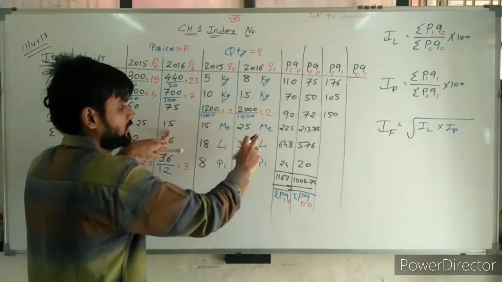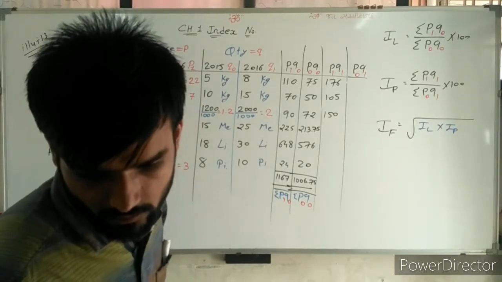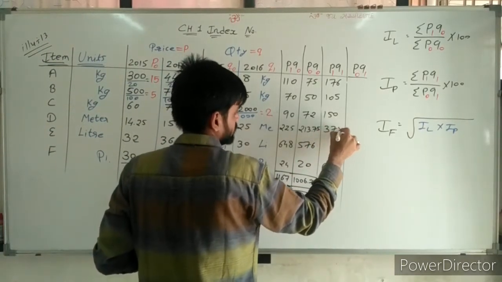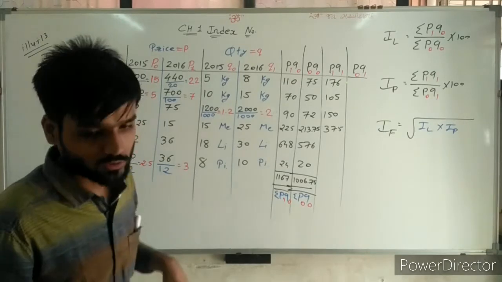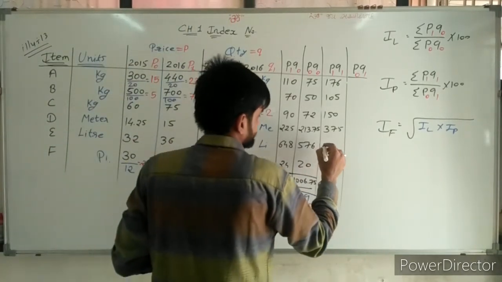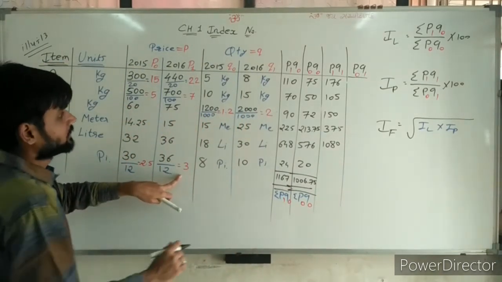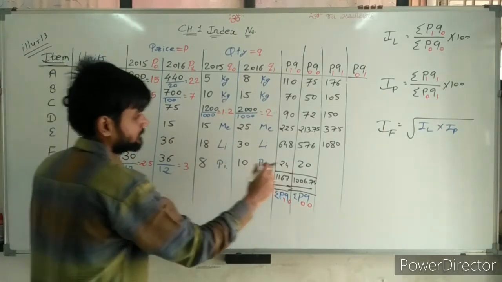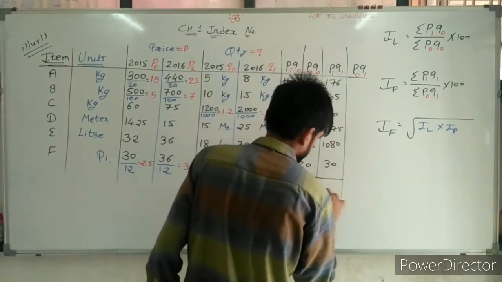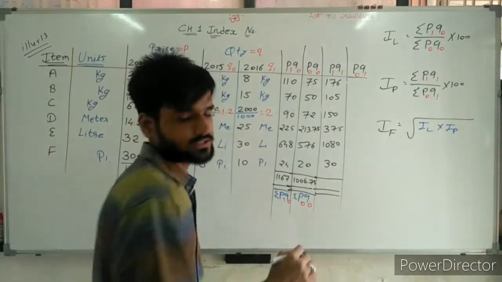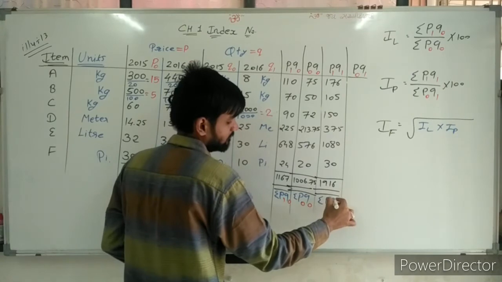15 into 25, I am getting 375. 36 into 30, 1080. And last one, 3 into 10, getting answer 30. Now make total of this. So total is 1916. Sigma P1 Q1.